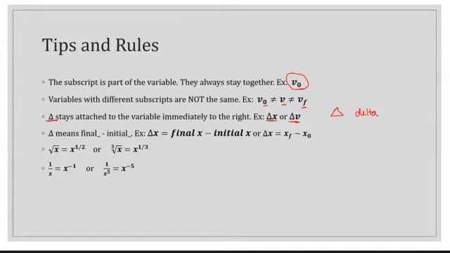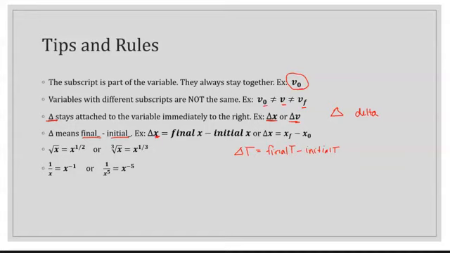Now, delta has a meaning. It is final minus initial. So, for example, delta x is the final x minus the initial x. If I have delta t, that would be final temperature minus initial temperature. It doesn't matter what this variable is, it's always final minus initial.